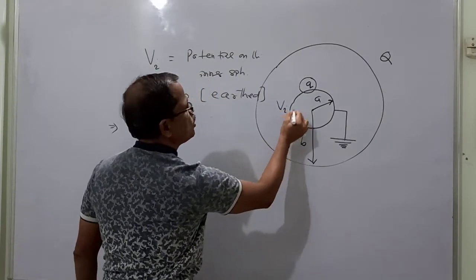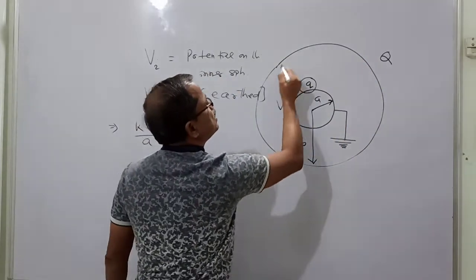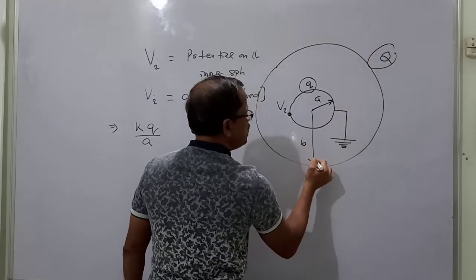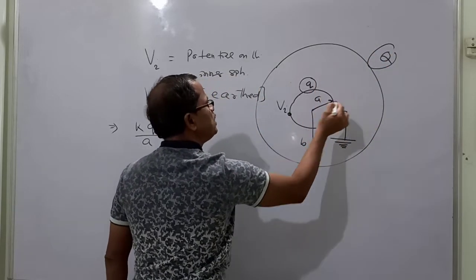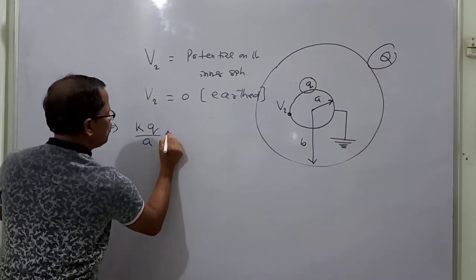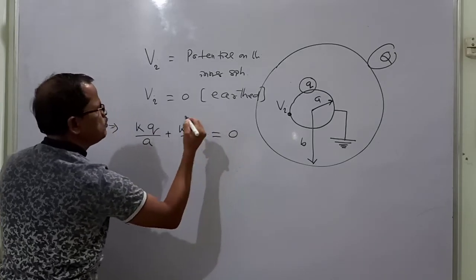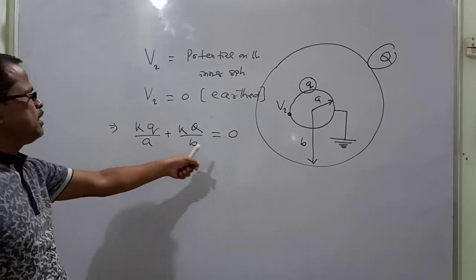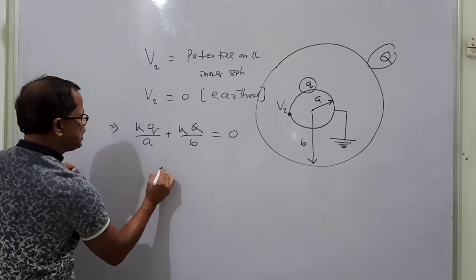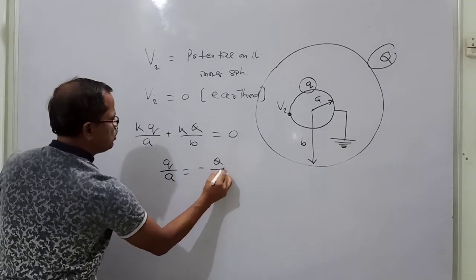The potential of the inner sphere due to the outer charge will be how much? Because this point is inside the outer sphere, and the charge is Q and the radius is B, the potential at any point inside a charged sphere is KQ by B. So that is plus KQ by B. Now this result becomes 0. Since the net potential of the inner sphere is 0 because of the earthing, I can say that Kq by A is equal to minus KQ by B.